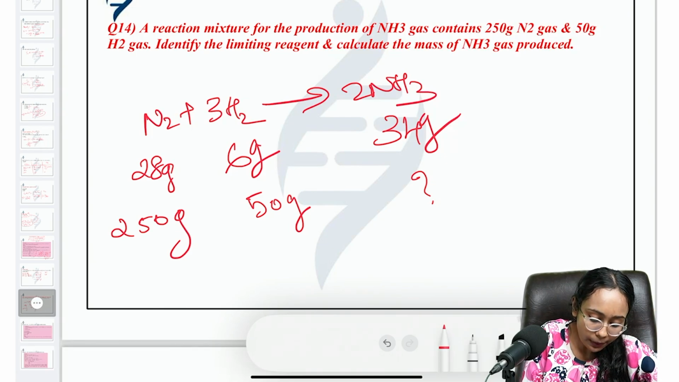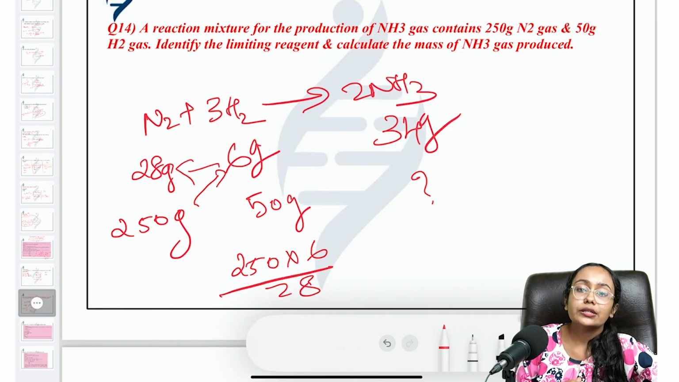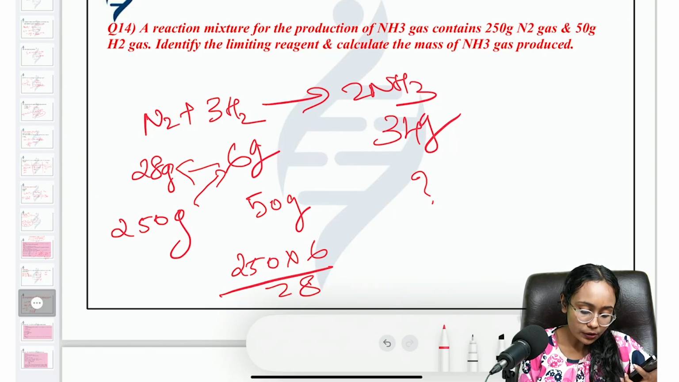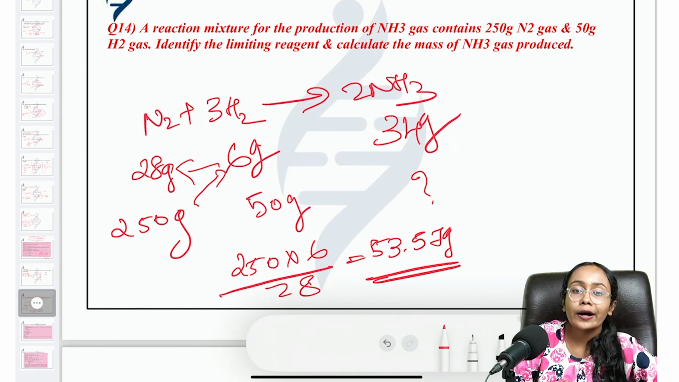So just multiply 250 into 6 by 28. We'll see the mass of hydrogen that is required to react with the 250 grams of nitrogen. 250 into 6 divided by 28 is 53.57. 53.57 grams of hydrogen is required to react with 250 grams of nitrogen.